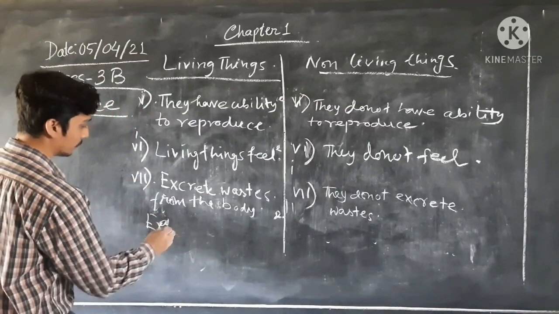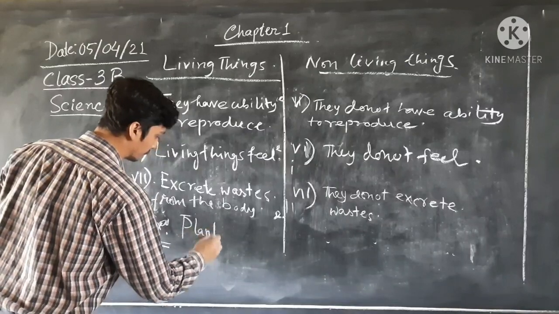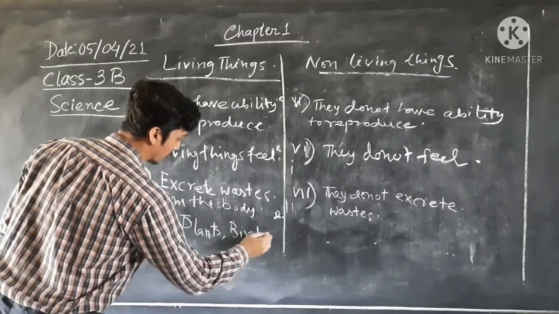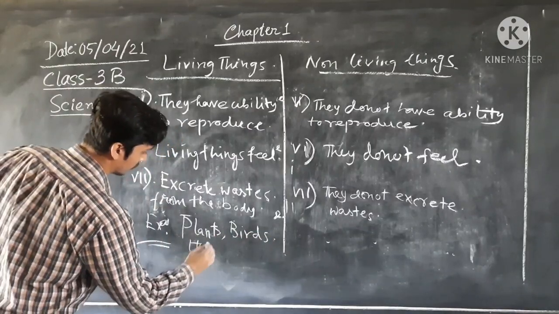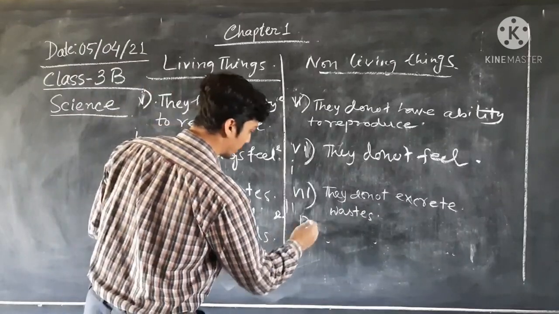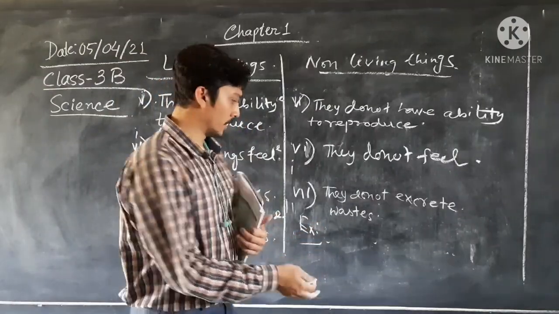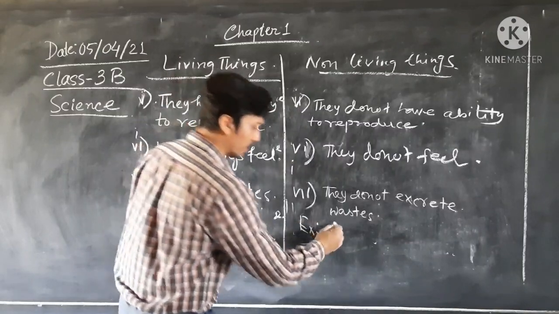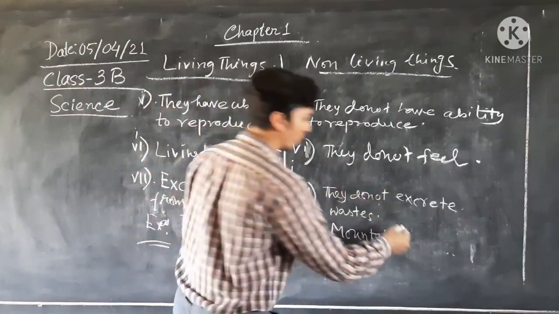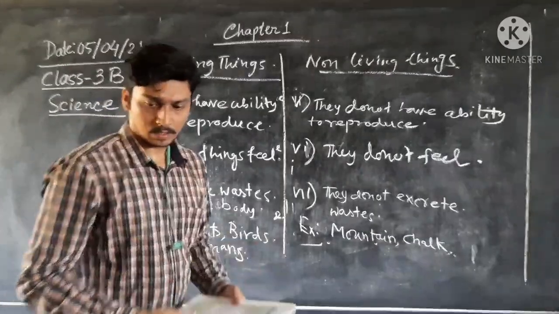I have to give examples. Living things: plants, animals, birds, humans. And here, examples of non-living things are natural or man-made. Natural is a mountain, and man-made is chalk. They are all non-living. Clear?